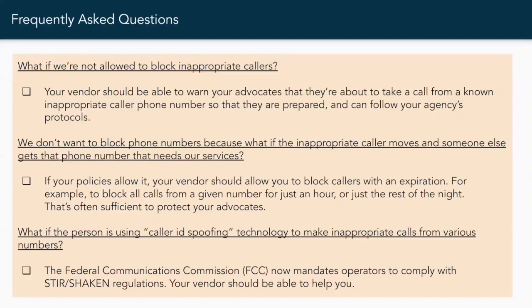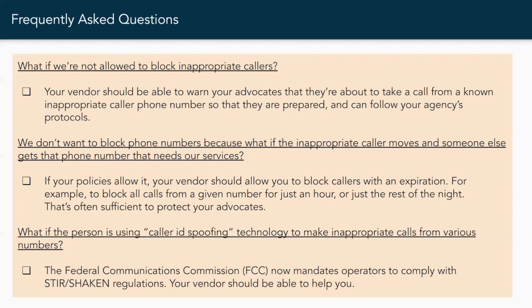There's a couple of questions that often come up when we speak with agencies about inappropriate callers. One common question is, what if we're not allowed to block inappropriate callers? Then there's probably nothing we can do. So that's not true. Instead, your vendor should be able to warn your advocates that they're about to take a call from a known inappropriate caller's phone number. That way, your advocate can be prepared and follow your agency's protocols.